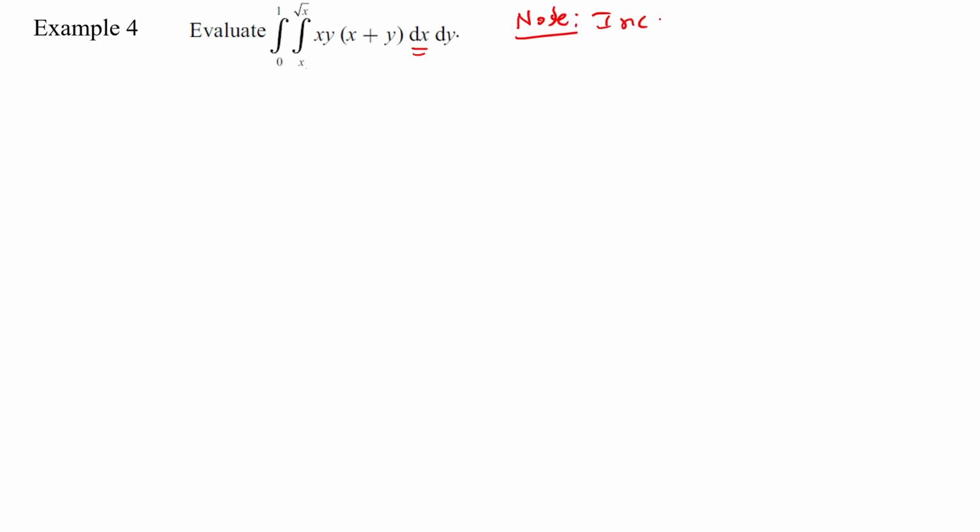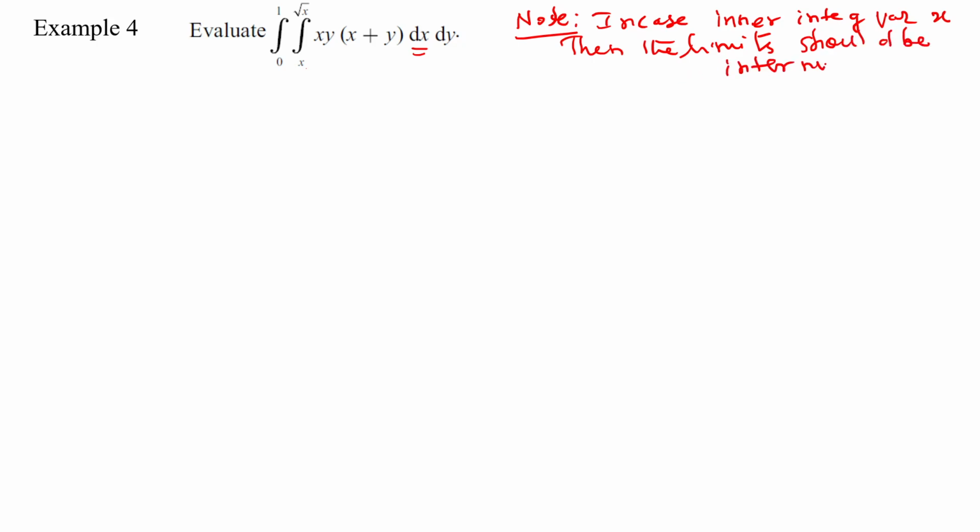In case the inner integration variable is x, then the limit should be in terms of y. Okay, but here the limits are in terms of x, is it not so? Therefore we can just interchange that.